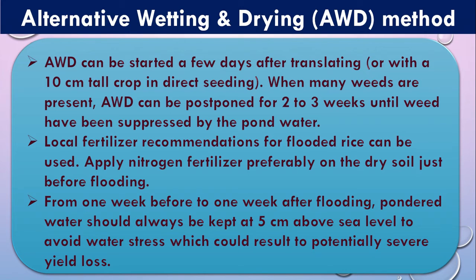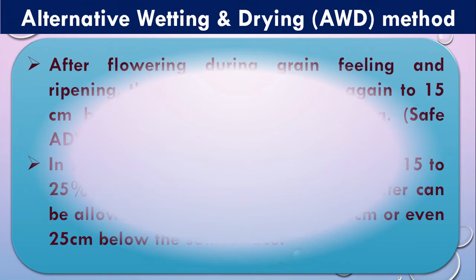pipe in the land. The local fertilizer recommendation for flooded rice can be used. Apply nitrogen fertilizer preferably on the dry soil just before flooding. Remember that when you apply water, do not apply any type of fertilizer before or after applying the water. You have to apply the fertilizer first.